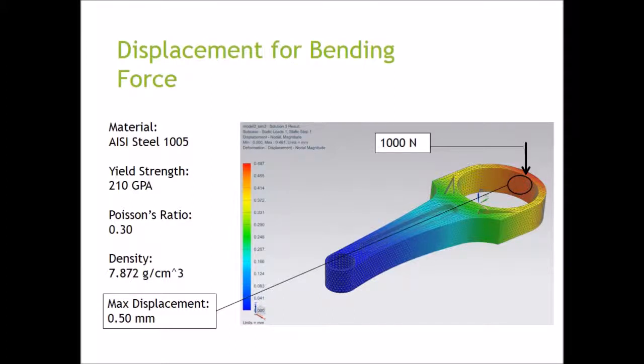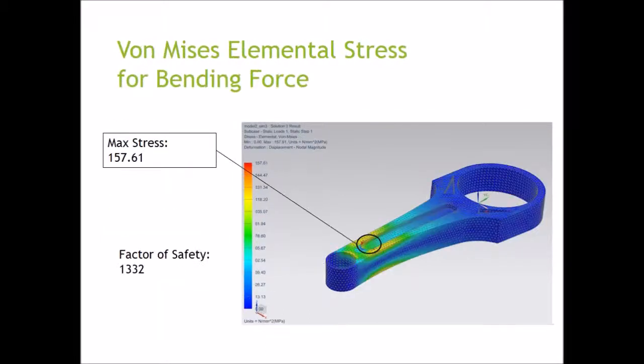diameter. This is represented by the arrow in this image. It was found that the maximum displacement was 0.5 millimeters and shown by the red area within the circle. The von Mises elemental stress was analyzed and found that the maximum stress was 158 megapascals. The factor of safety was found to be 1,332.